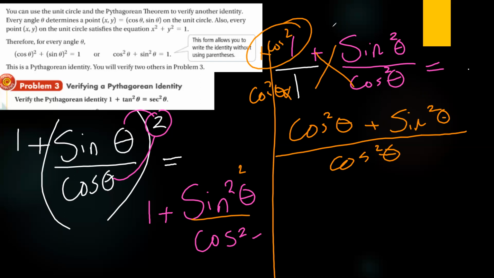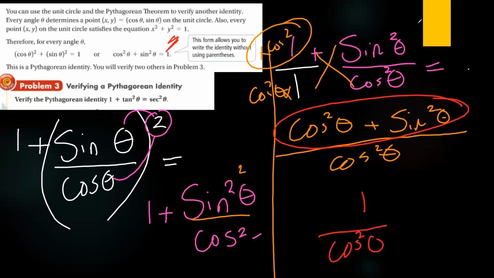And we know from this identity here that cosine squared plus sine squared is 1, so it is 1 over cosine squared. And from the previous identities, we know that 1 over cosine is secant. So 1 over cosine squared will be secant squared. Is it clear? Yes, teacher.